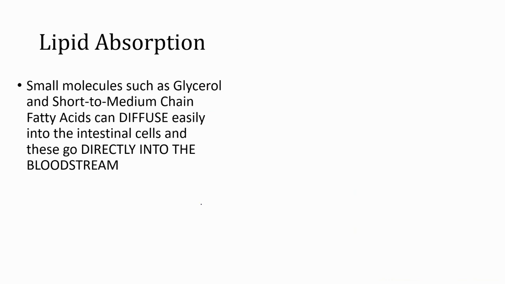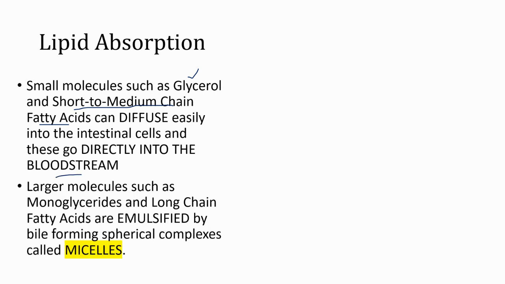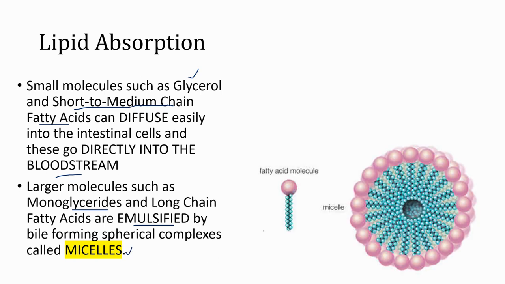Now, lipid absorption. Some molecules, such as glycerol and short to medium chain fatty acids, can go easily through those intestinal cells and go directly into the bloodstream. Larger molecules, such as monoglycerides and long chain fatty acids, are emulsified by bile, forming spherical complexes called micelles. So here is that long chain fatty acid molecule right there. And if you take a look, it is organized into this structure called a micelle. So it's just a circular structure of a bunch of fatty acids.